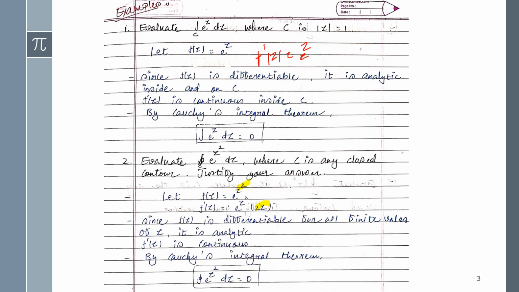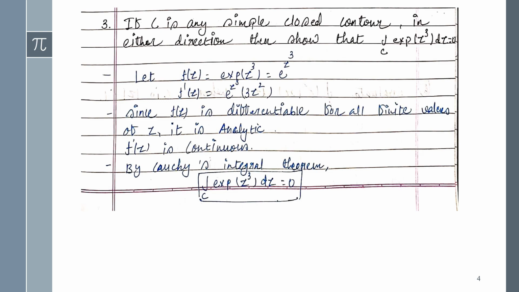Okay, so in all the examples you have to apply the same procedure only. So now the third example is given. If C is any simple closed contour, in either direction, then show that the integral of the exponential e raised to z cube dz equals 0. Okay, so first of all you have to find f of z. So this one will be your f of z, which I have written here as e raised to z cube. exp is nothing but e raised to z cube.